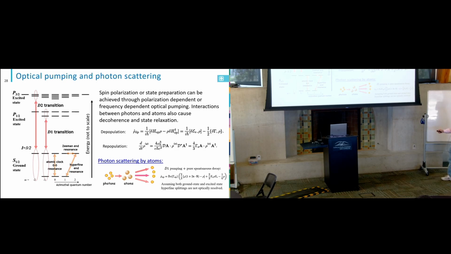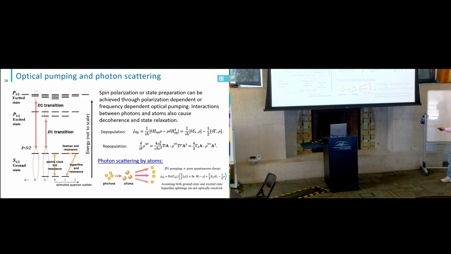Okay, then the final one is the optical pumping. We use optical fields to interrogate the atomic states and also to do the state preparation. And like I mentioned before, for alkali metal atoms, usually we only need to pay attention to the two major transitions, D1 and D2. So D1 is the transition from the ground state, S1/2, to the first excited state, P1/2. And that's a fine structure splitting between P1/2 and P3/2. So from the ground state to the P3/2, that's the so-called D2 transition.